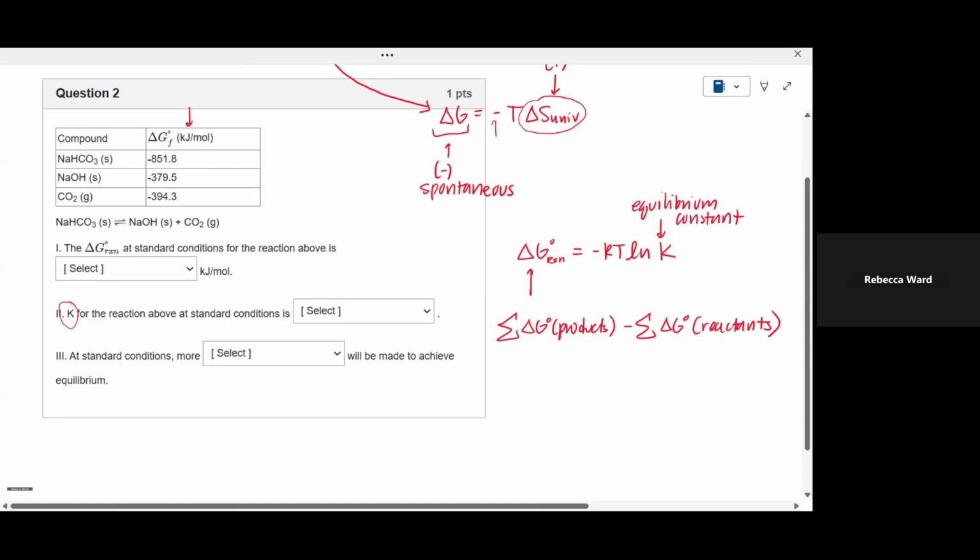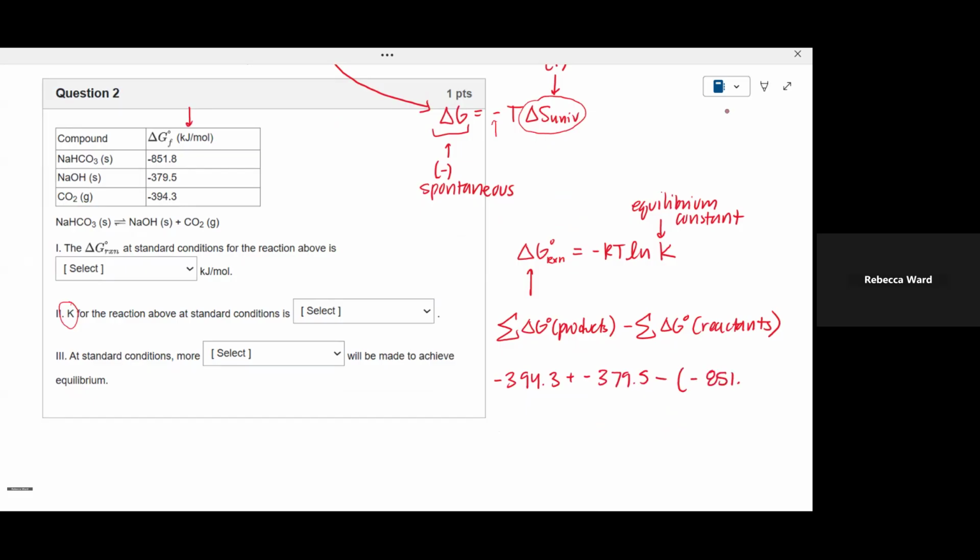So our products are sodium hydroxide and carbon dioxide. So that's negative 394.3 plus a negative 379.5, and then minus a negative 851.8 for our sodium bicarb. And that got me 78 kilojoules per mole. Okay, so 78 kilojoules per mole is the answer here. And that tells me that at standard conditions, we are not going to make more of our products. We're going to make more of our reactants.